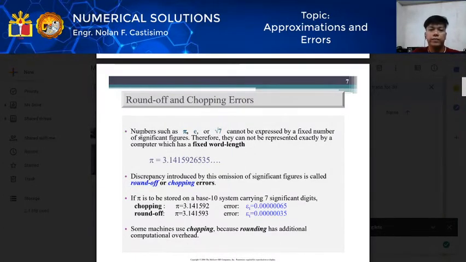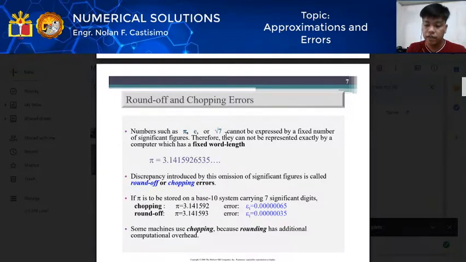So, we have here numbers such as pi, exponential, or square root of 7 cannot be expressed by a fixed number of significant figures. Therefore, they cannot be represented exactly by a computer which has a fixed word length. Okay? So, ang computer natin kasi merong exact fixed word length. So, naka-fix siya. Depende yan sa isa-setup mo sa computer natin kung ilan ang i-display niyang digits. Ngayon kasi, itong pi, exponential, and square root of 7 is merong certain value. Infinite siya, infinite value. Okay? So, continuous yan.